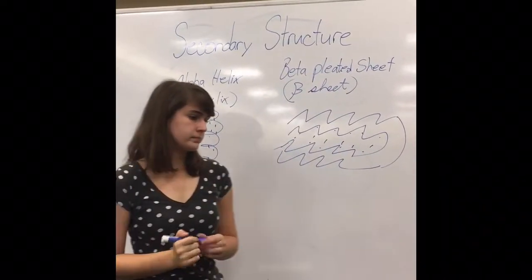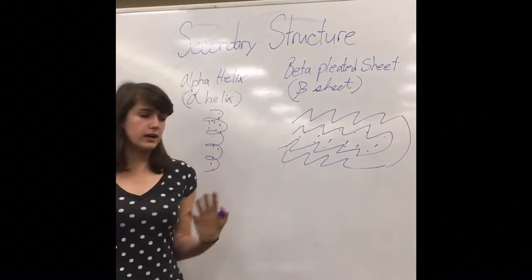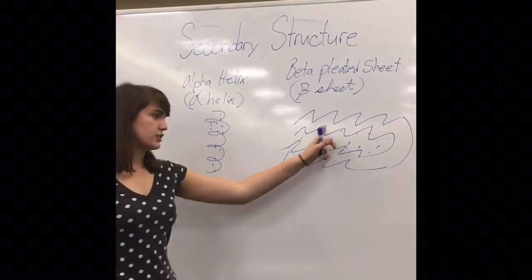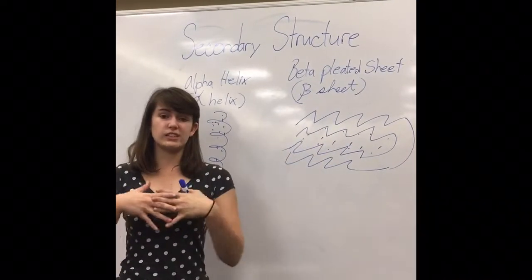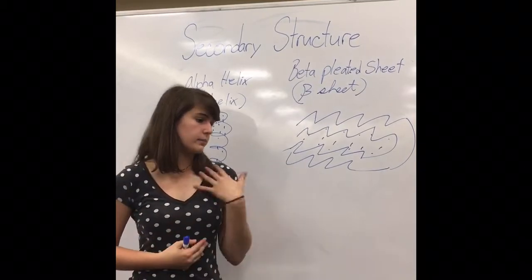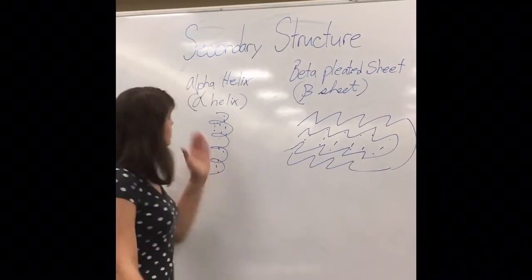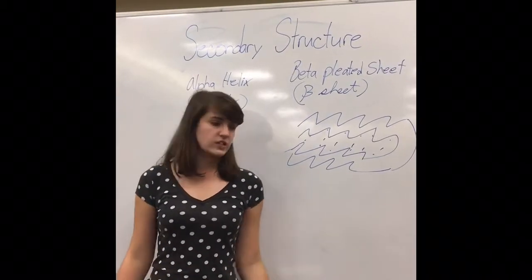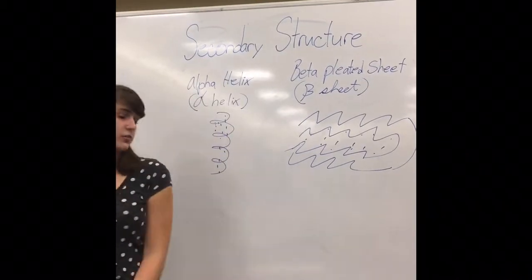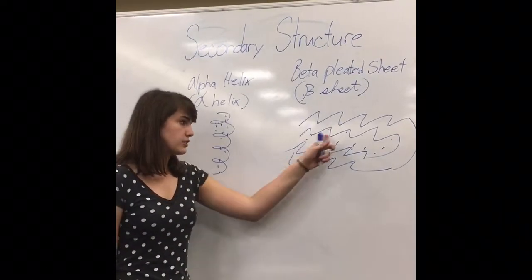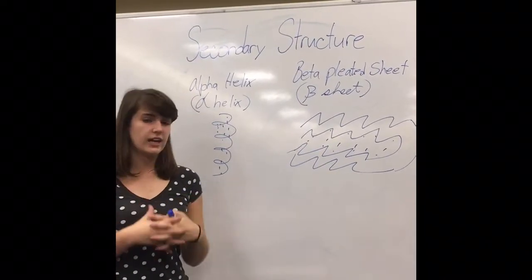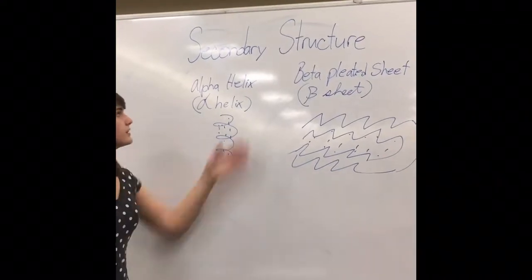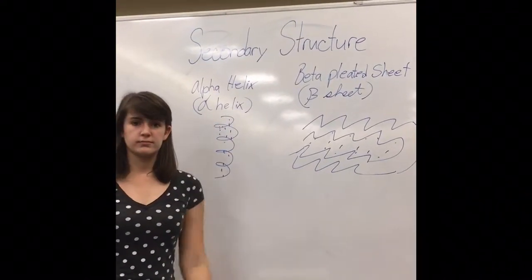Okay, so hydrogen bonds are relatively weaker bonds. A single hydrogen bond is fairly weak. But the overall strength of the secondary structure is actually very strong. It's weaker than primary structure, but it's very strong because remember, when you have lots of hydrogen bonds together, they form a very, very strong bond. So overall, this is a pretty strong structure.